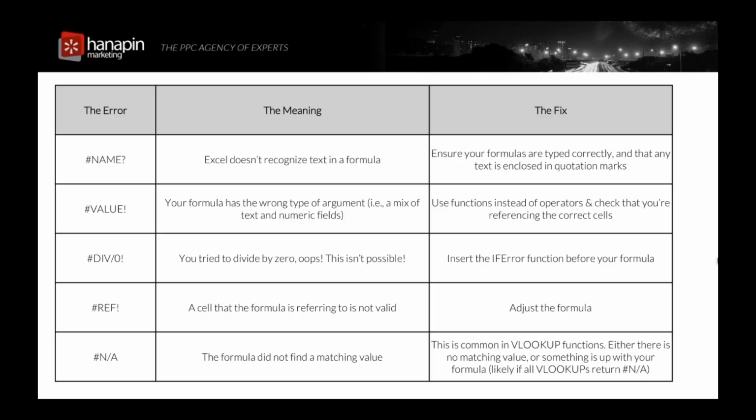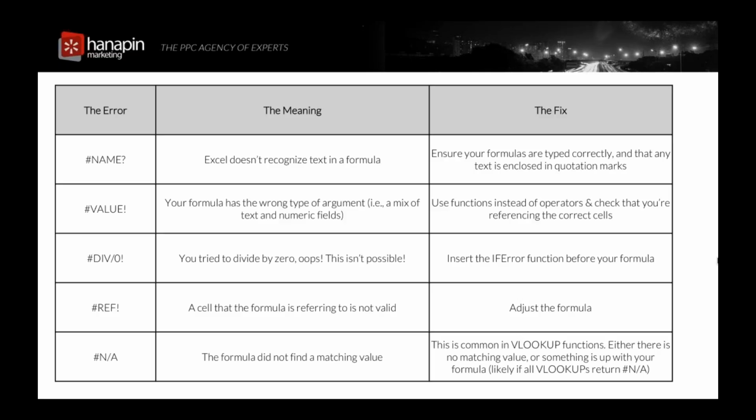So the fix here is to use functions instead of operators. This can help a lot. So instead of saying cell C5 plus B5, use the sum formula. That can help a lot with these value errors. And then, as always, check that you're referencing the correct cells.